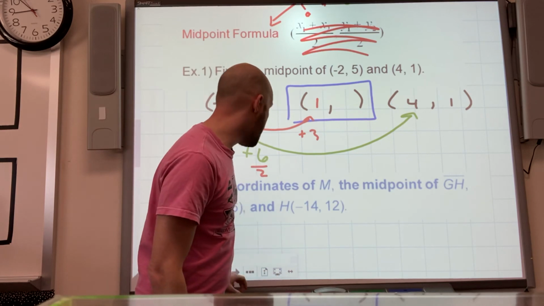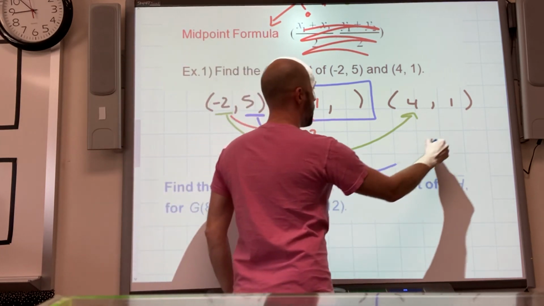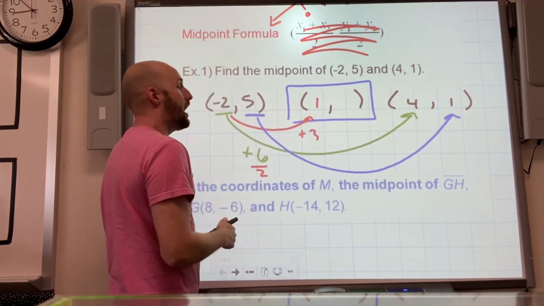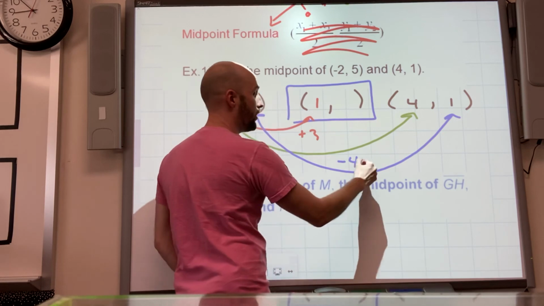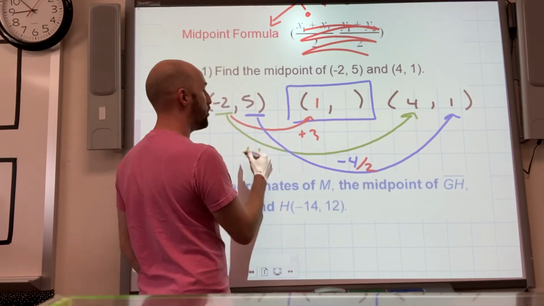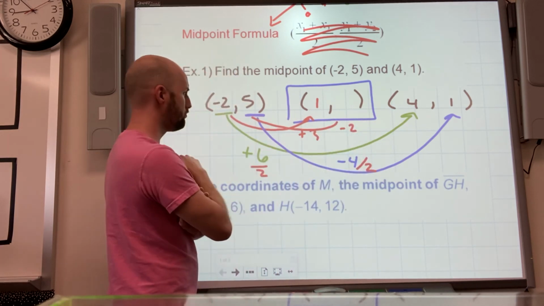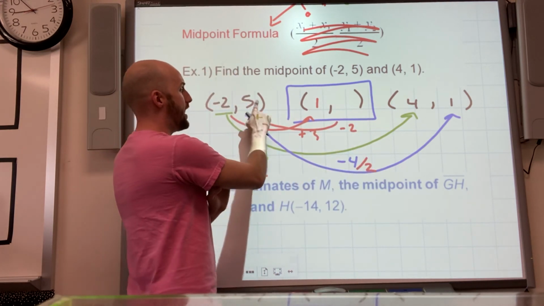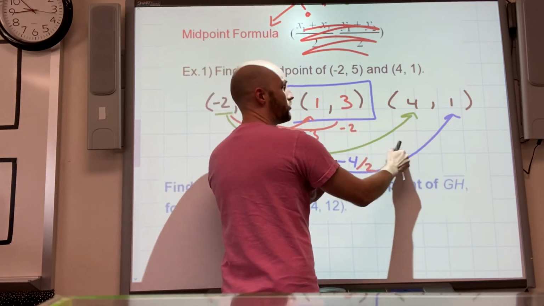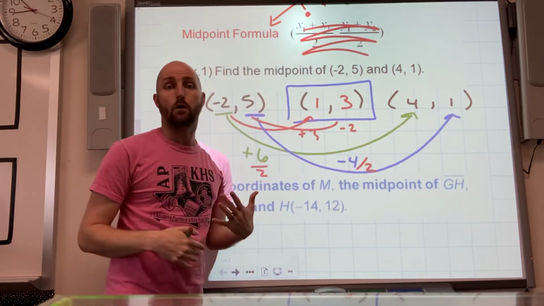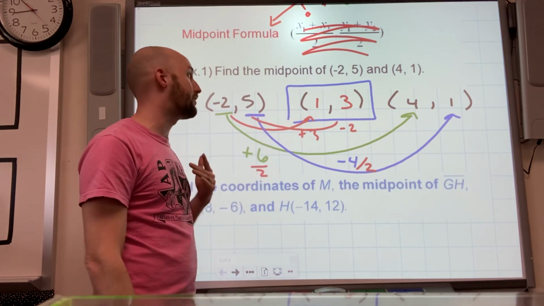For the y values, if I go from a 5 down to a 1, I subtracted 4. But again, midpoint, so I'm going to divide that by 2, and I only want to do half of that. So I'm going to only subtract 2. So 5 minus 2 is 3. And again, if you minus 2 again, you would land at 1 and be like, that's right, it is working, I did it. So what's the midpoint?